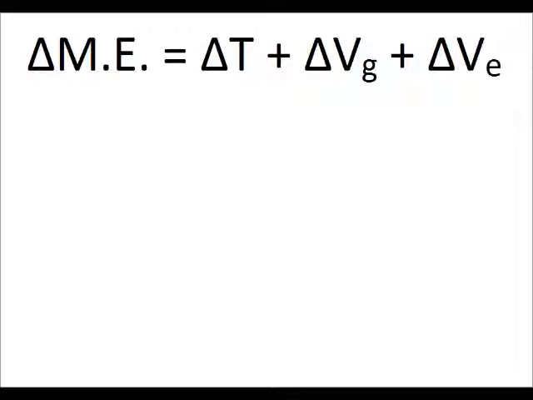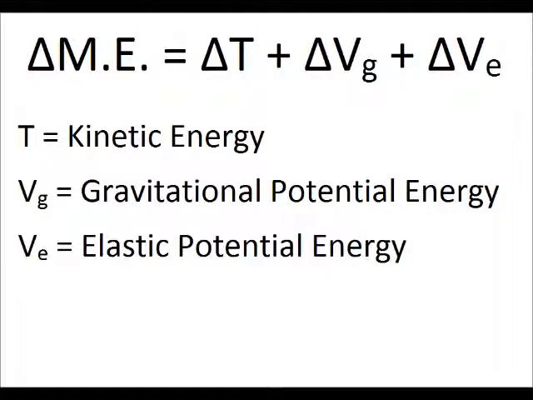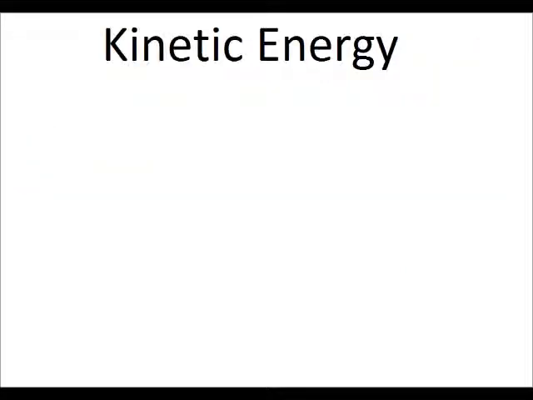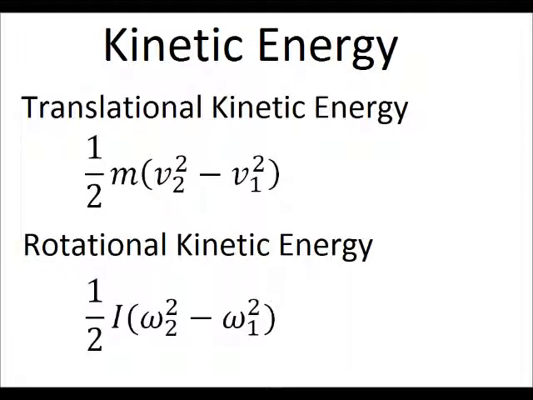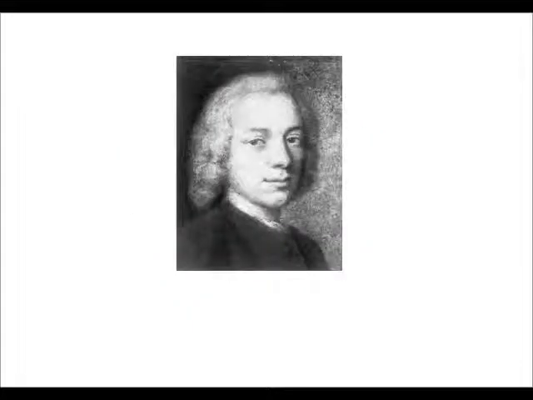The total change in mechanical energy is found as the sum of the change in kinetic energy T, the change in gravitational potential energy Vg, and the change in elastic potential energy Ve. When finding the change in kinetic energy, there are two terms, the translational kinetic energy and the rotational kinetic energy. These are given as 1/2 m (v2 squared minus v1 squared) and 1/2 I (omega2 squared minus omega1 squared), respectively.